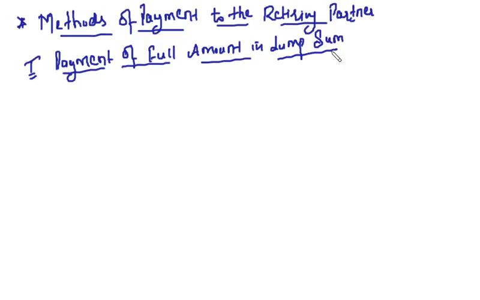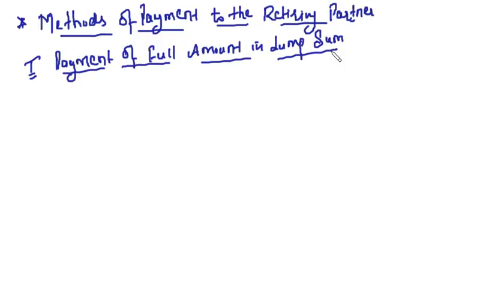So can you tell me the journal entry for this? You have some amount in the partner's capital accounts, and instead of transferring that amount to the loan account, you are just clearing off the balance of the partner. You are paying him. So what will be the journal entry? Think of it. You are paying that amount to the retiring partner. So which account will be debited and which account will be credited?